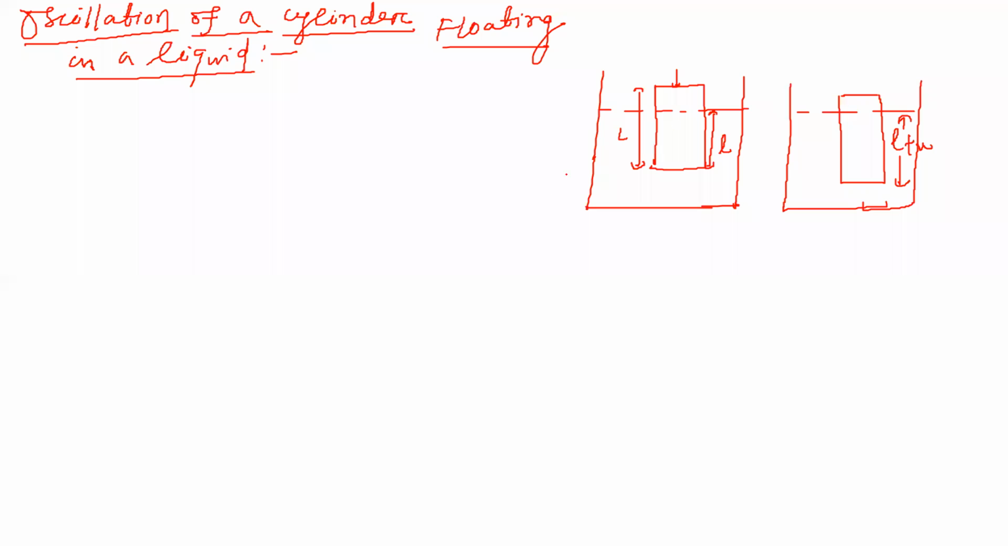Students, consider a cylinder of mass M. Let's say this cylinder has mass M and density D, and it is floating in a liquid. The density of the liquid is rho, and the total length of the cylinder is capital L. You can see here, the length that is immersed in the liquid at equilibrium, that means weight is equal to upthrust, if we balance, let this be l at equilibrium, and let A be the area of cross section. We apply the law of flotation on the cylinder.